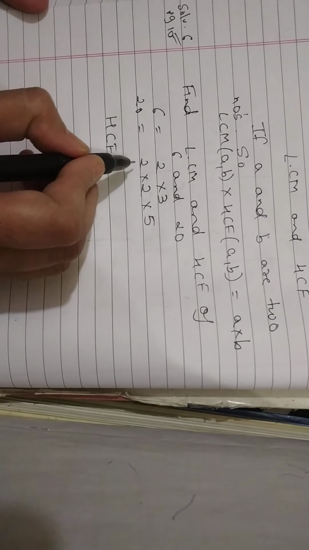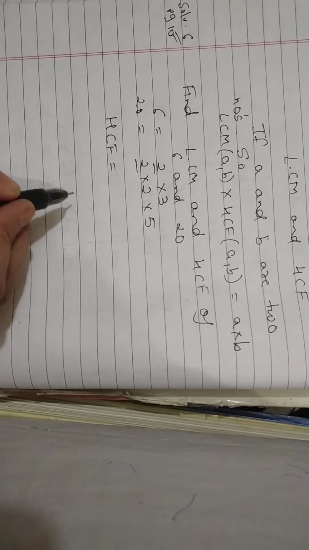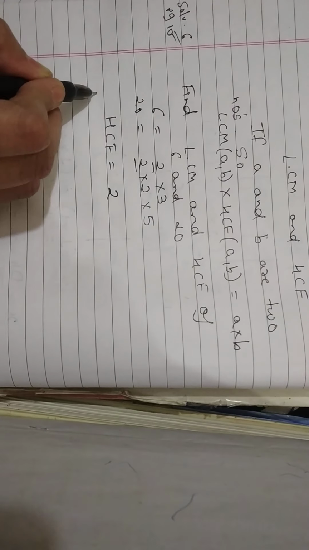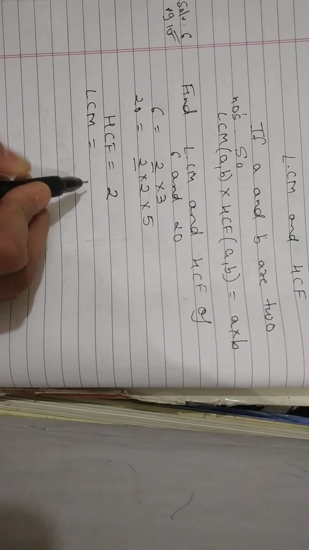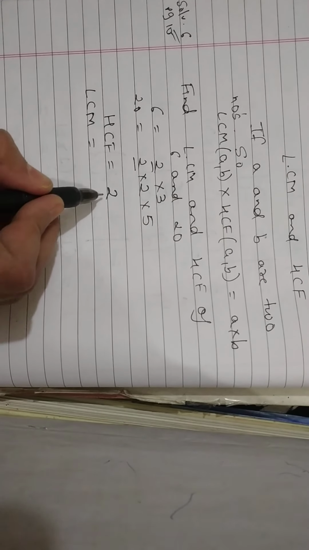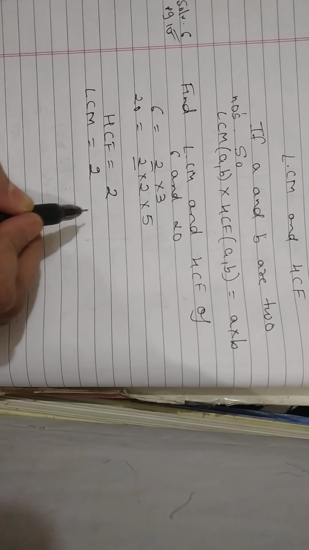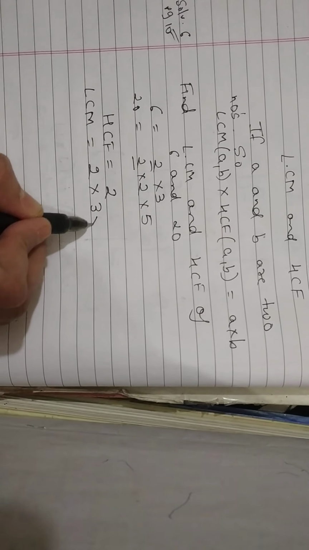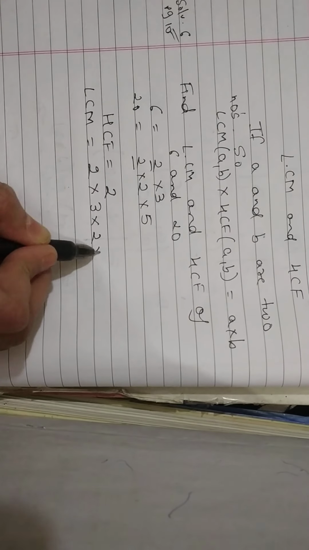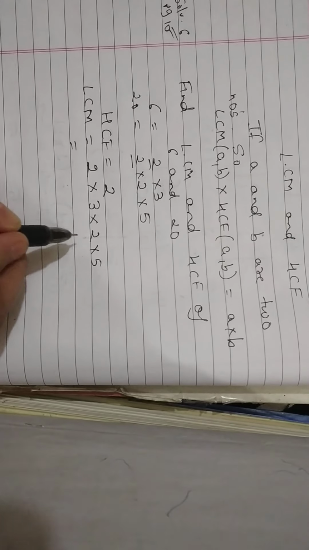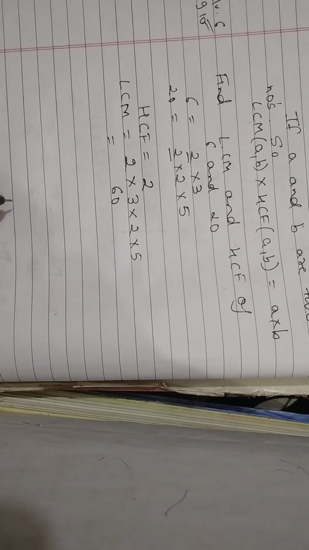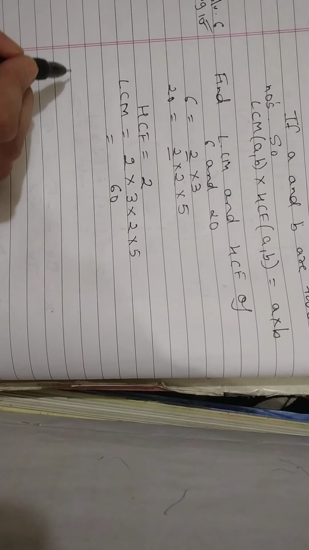First, every time you are supposed to take the HCF. HCF means common to both. This is 2. Now, for LCM, what you are supposed to do is, first you are supposed to take that HCF and all the remaining numbers. In 6 it is 3, in 20, 2 and 5. You multiply: 10, 30 and 60. Now we'll verify that.